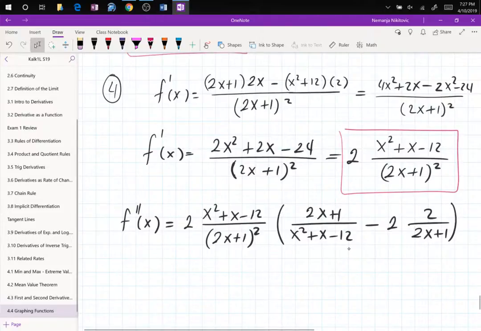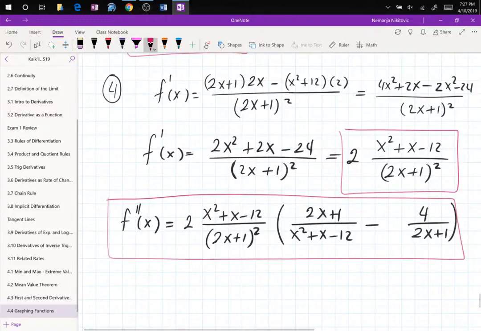Can I make this prettier? Nah, I'm just gonna make this into a 4 over here and that's it. I don't think we can do anything else. So our second derivative is not as pleasant as the first, but at least we have it.